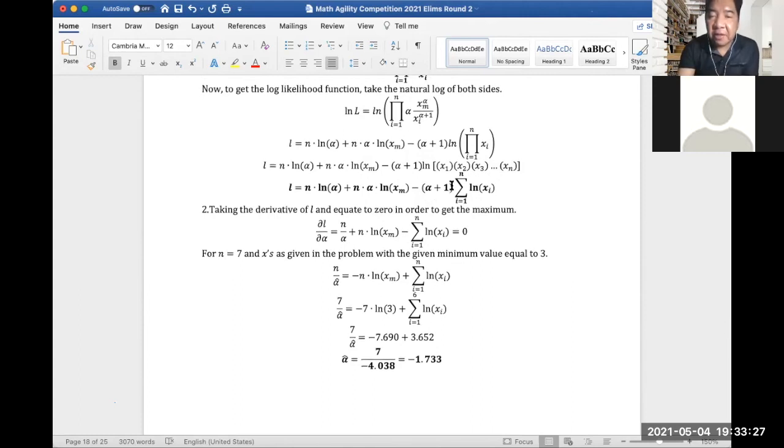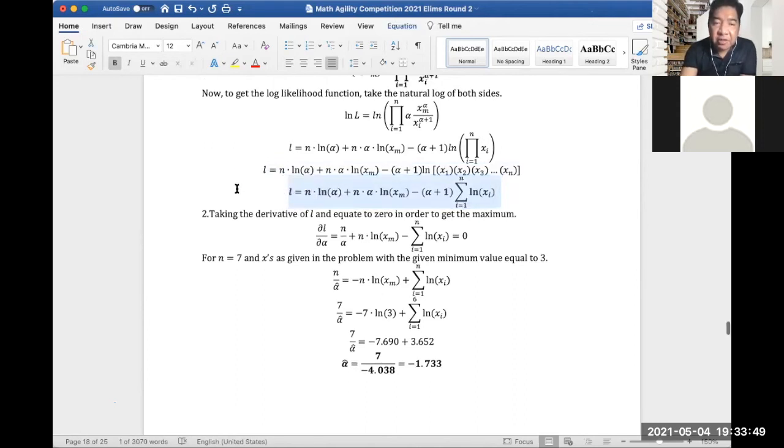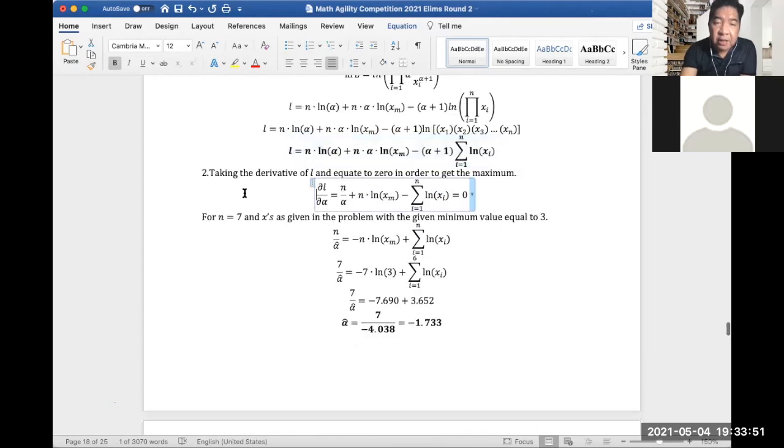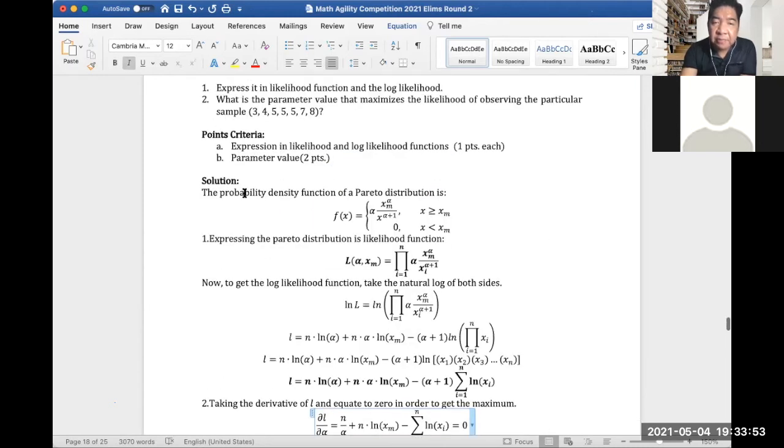So that would be the ln of x sub i, where i is from 1 to n, right? And we just merely copy the first two terms, which is n times ln of alpha plus n times alpha times ln of x sub m. So this is our log likelihood function. So for number 2, the question is, does that maximize the likelihood?